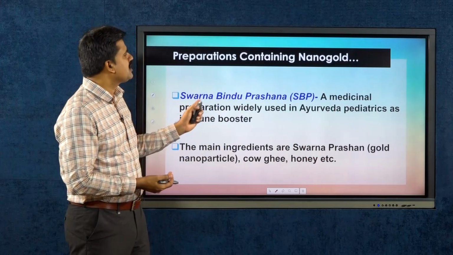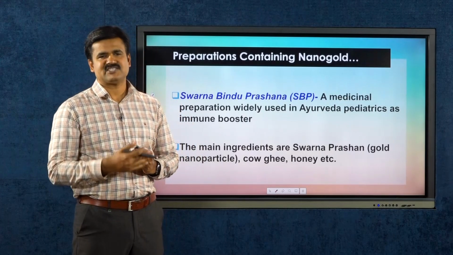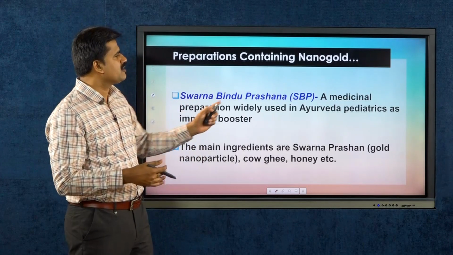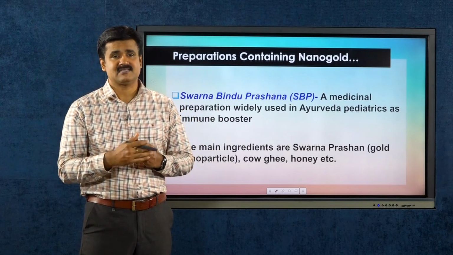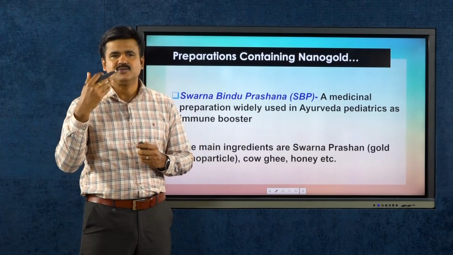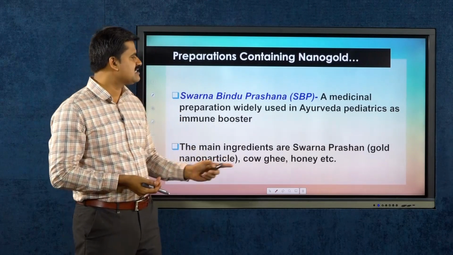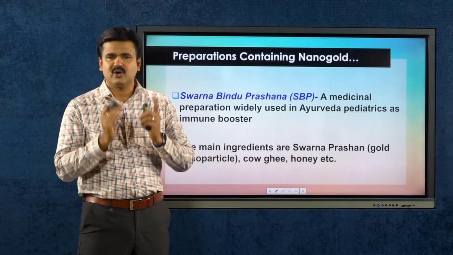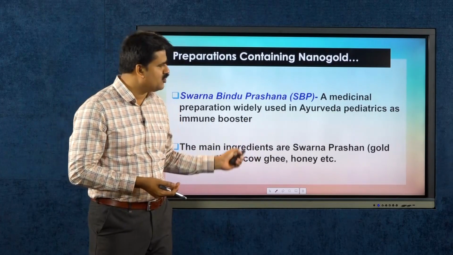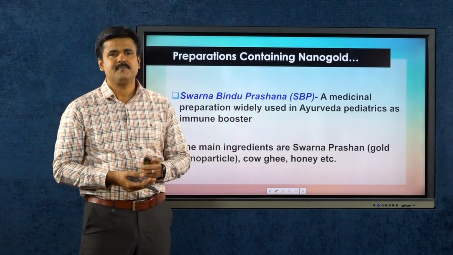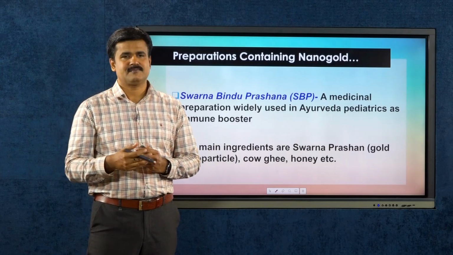Now, Swarnabindu Prashana, SBP, is a medicinal preparation widely used in Ayurveda pediatrics as an immune booster. This is given to kids to boost their immunity. The main ingredients of Swarnaprashan are gold nanoparticles, cow ghee, honey, etc. So, this is about the composition of SBP, used as an immune booster in kids.